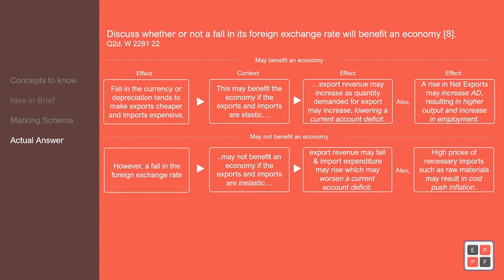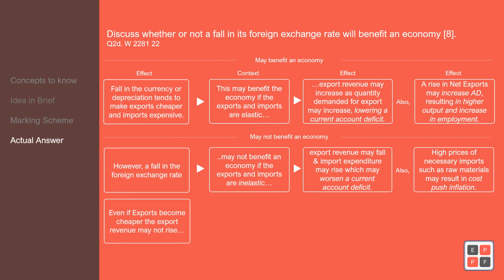Remember that a fall in exchange rate is going to make the imports more expensive. And now if those imports are inelastic, which means that you would have to import at any cost, let's say they are very necessary raw materials such as oil or chemicals, then what's going to happen is that it is going to result in higher import prices, which means the cost of production is going to increase, which means that there could be inflation, and this kind of inflation is cost push inflation.